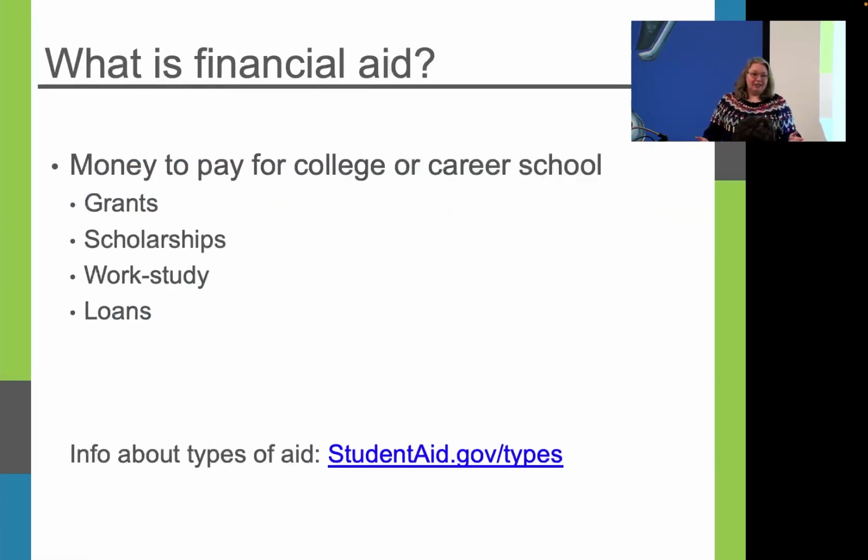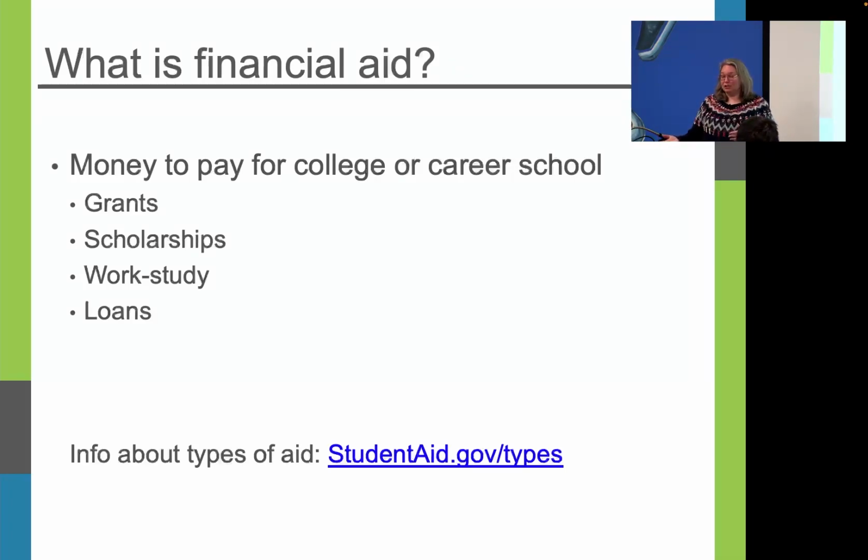So what is financial aid? Basically, it is money to pay for college or career school. That's the broad definition. And that comes in some different forms such as grants, scholarships, work study, and loans. So grants and scholarships are free money. That's money that is given by either a state or government agency or a private nonprofit to help students pay for school.